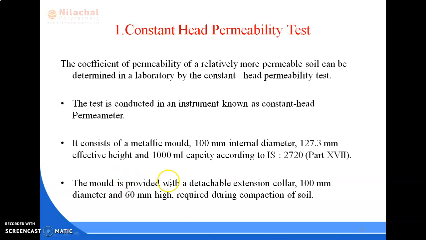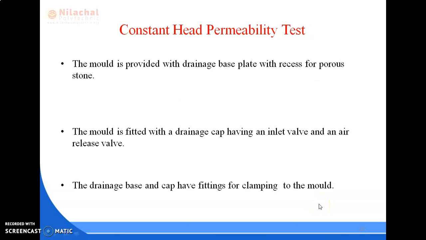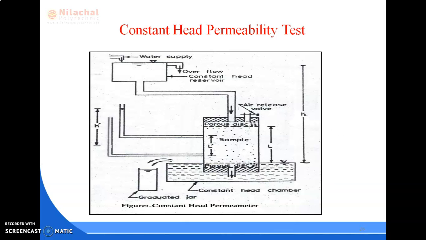The mold is provided with a detachable extension collar, 100 mm in diameter and 60 mm in height, required during compaction of soil. The mold is provided with a drainage base plate with recesses for porous stone, and is fitted with a drainage cap having an inlet valve and an air release valve. The drainage base and cap have fittings for clamping to the mold. And this is the total arrangement of the constant head permeability test.